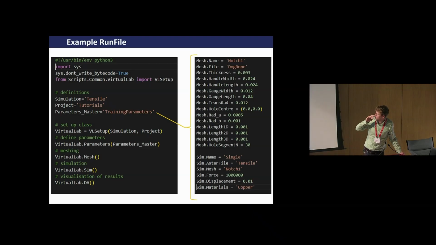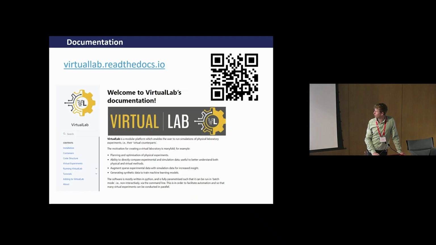Then you can see where it says parameters, master, training parameters. This is the file on the right. It basically has all the important bits of information you need to run your analysis. So things like, assigned to the mesh, there are geometric parameters and meshing parameters, and then for the simulation there are things like forces and displacements and so on. We also spend quite a lot of time doing documentation for it. It's not my favourite task, but it's there.